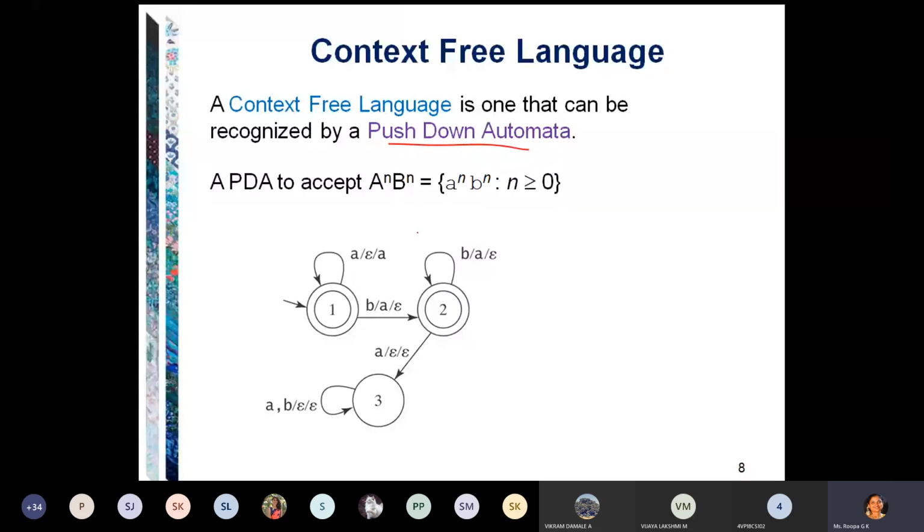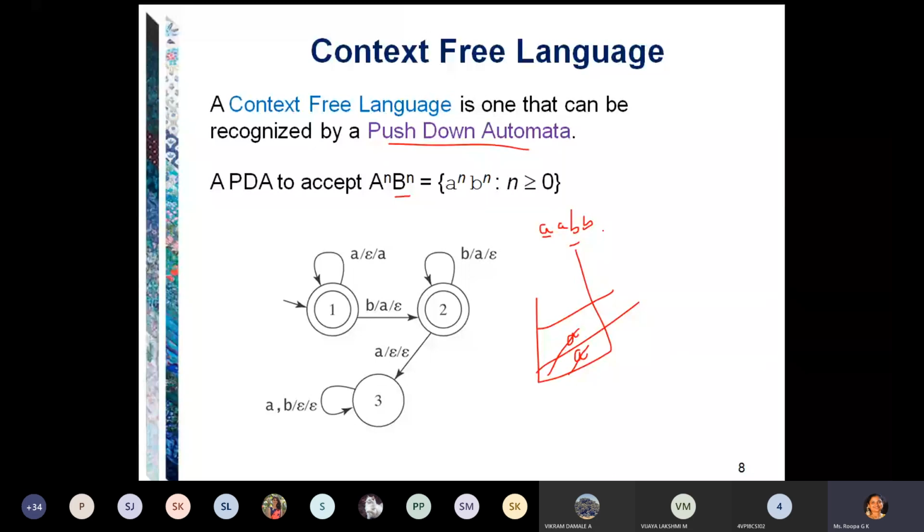So the main logic behind this is, whenever we have input A, it is pushed onto the stack. If input is A, push it onto the stack. Whenever you have B, if I consider A, A, B, B, the first input is A, I will push A onto the stack. Second input is A, I will push the second A onto the stack. If the input is B, I will pop A from the stack. Next input is also B. I will pop another A from the stack.